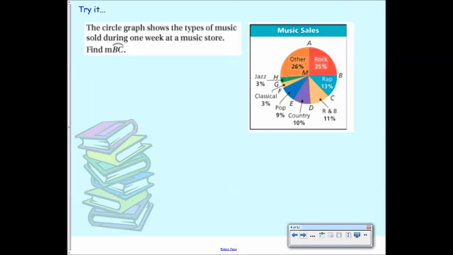Okay, so we can use that to figure out the parts of circles when we do things like pie charts. So this pie chart, for instance, tells me that 25% of the music sales at this store were rock music. So if I wanted to figure out the measure of this arc, AB, how could I do that? What's 1/4 of 360? Why 1/4? 25% is the same as 1/4.